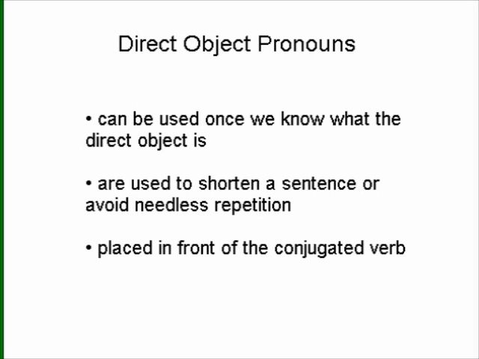So here are the important points about direct object pronouns. They can be used once we know what the direct object is. They are used to shorten a sentence or to avoid needless repetition. And even though the direct object itself is typically after the verb, the direct object pronoun comes in front of the conjugated verb.